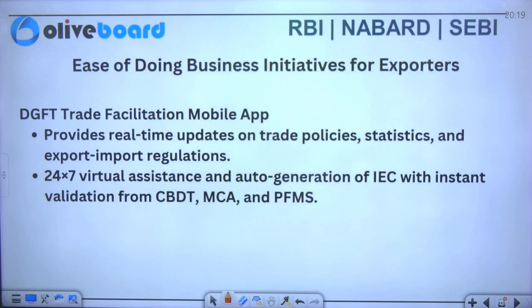Now if I talk about the DGFT Trade Facilitation mobile app, as we have already discussed, it will ensure real-time updates on trade policies and statistics. Next, you can have virtual assistants. Whenever you need help, you can have a virtual assistant that will remain available 24/7. That is the case here.